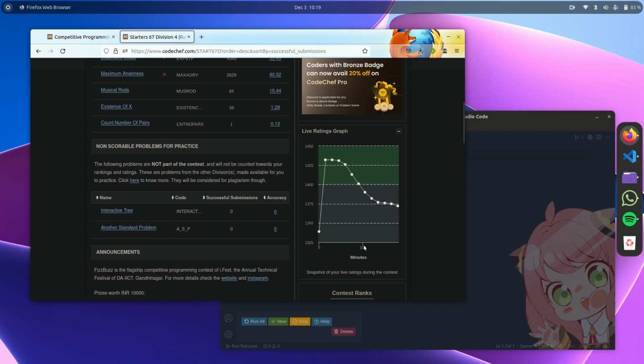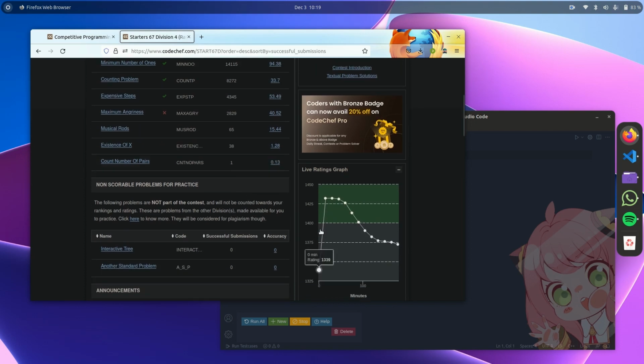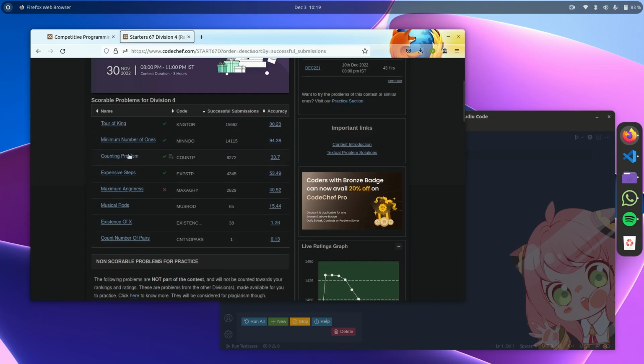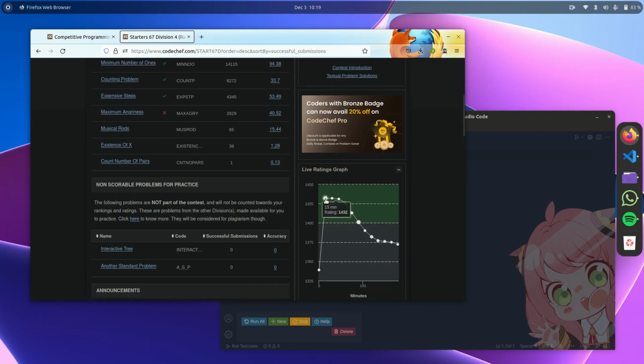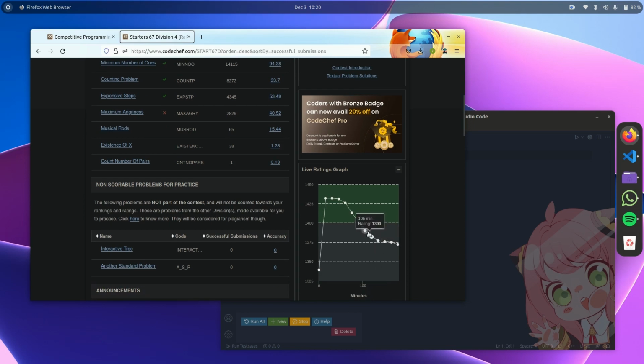In the first 3 minutes, I solved about two problems, these two, and in about 12 minutes, I solved the third one. But then I took a lot of time solving the fourth question, so my graph went like this because a lot of other people solved more problems than me. But then I solved the fourth question, so my slope went like this. At the last, I got a rating of 1372.